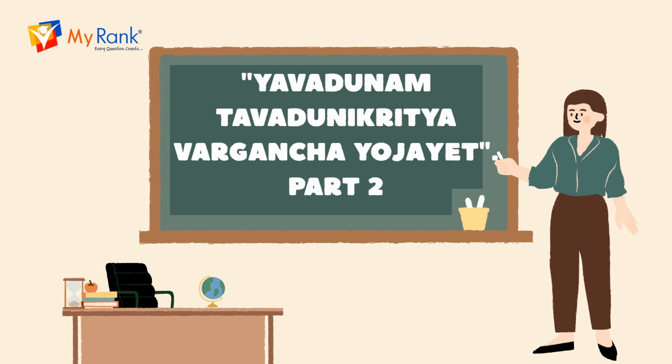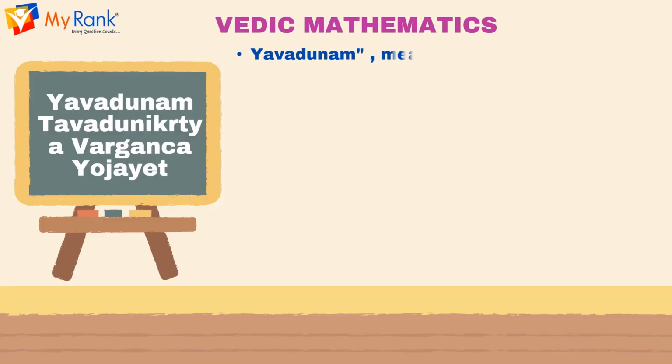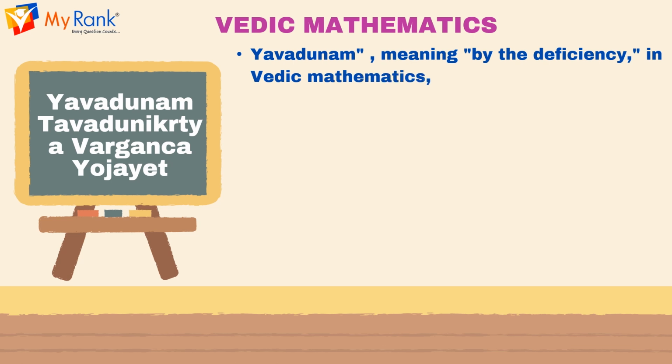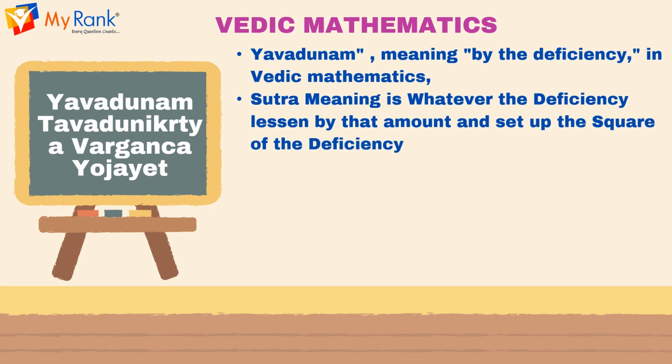Today we are going to discuss Vedic Mathematics 10 Sutras Part 2, which is Yavadunam Tavadunikritya Vargancha Yojayet, Part 2. Here, Yavadunam means by the deficiency in Vedic mathematics. The sutra means: whatever the deficiency, reduced by that amount, and set up the square of the deficiency.